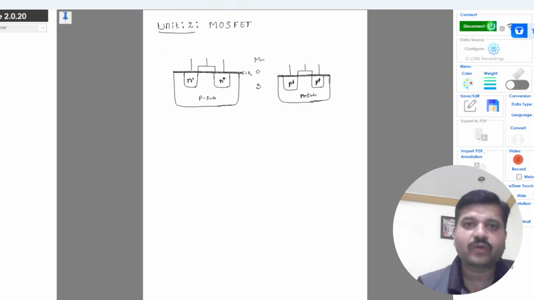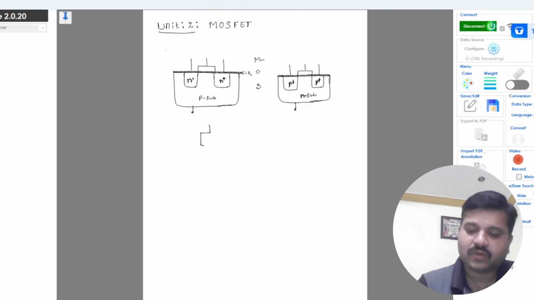Basically there are four terminals. Those are source, drain, gate, and the body contact or the substrate contact. That will be the fourth terminal. Okay, so now for the NMOS device, the symbol for the NMOS device is like this, which has drain, source, this is drain, this is source, and this is gate.